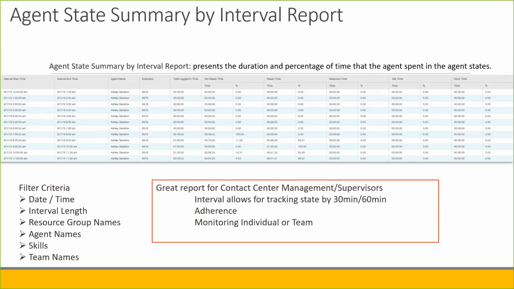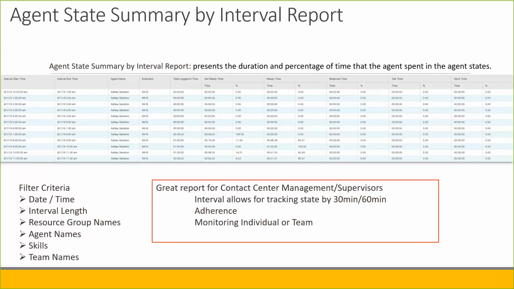What my next step logically is going to be is, well, let me look at my agents. How many people did I have logged in at that time? And of the people that I have logged in, what are they doing with that time? Just because you have somebody logged in does not necessarily mean that they are ready or in the talking state. You have a lot of people that can be in the not ready state as well.